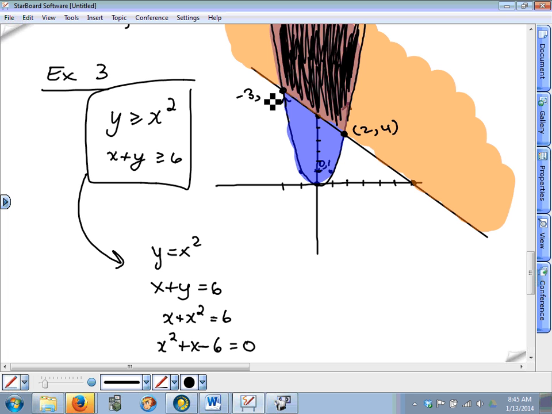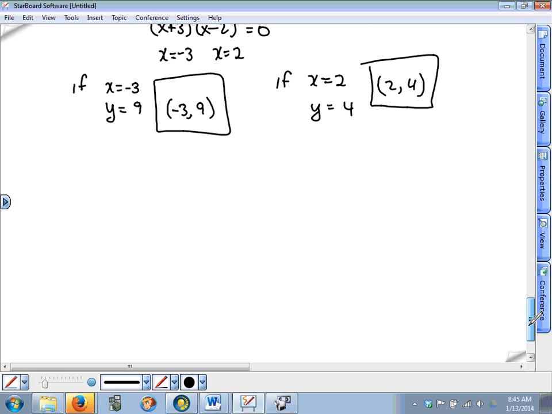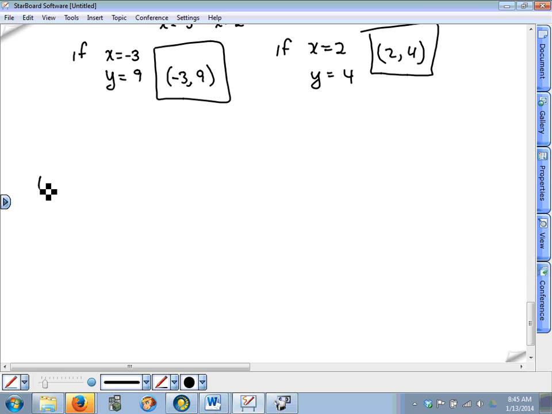That seems pretty accurate. 2 comma 4. This one should be negative 3 comma 9. You don't need to label them on the graph, no, but they've got to be marked somewhere that I can see them. So if you're not going to label them on the graph, maybe box them in so I know where to find them. Last one. Then we're done. Example 4.